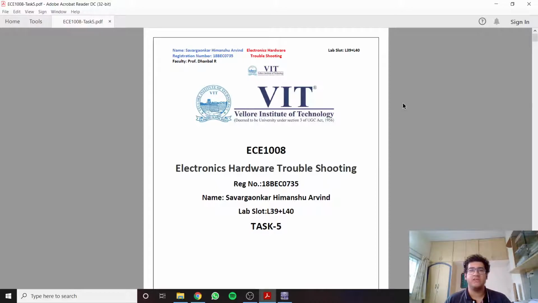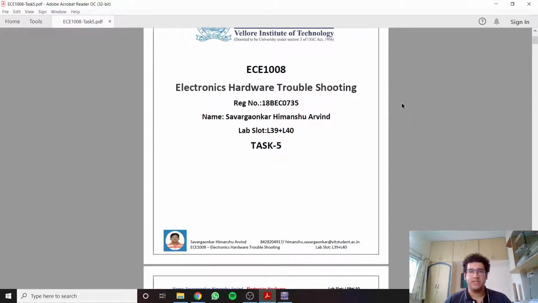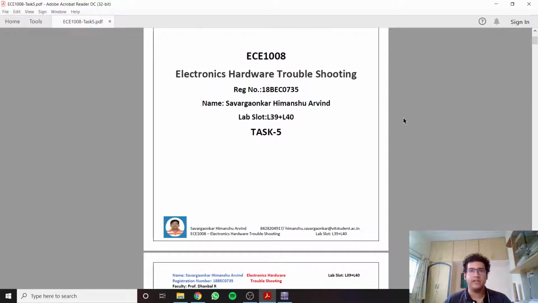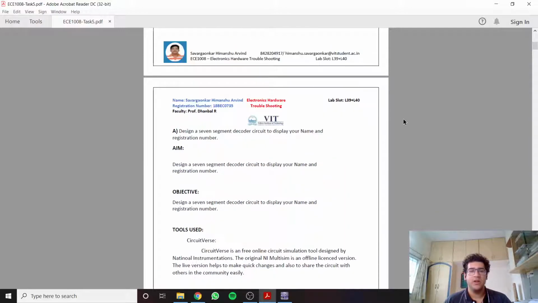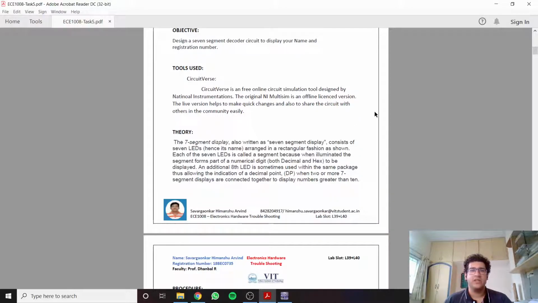This is the explanation for Task 5 for the course Electronic Hardware Troubleshooting. Task 5 was based around the 7 segment display and its different applications and uses. The first experiment was to design a 7 segment display circuit to display our registration number. This experiment was done using the tool CircuitVerse, an online simulation tool.